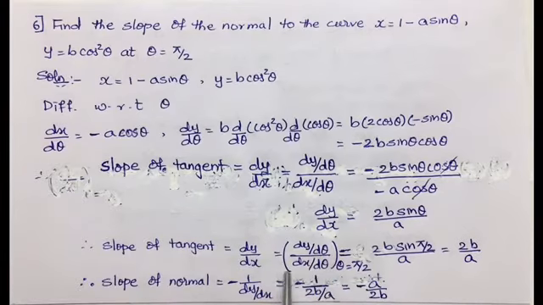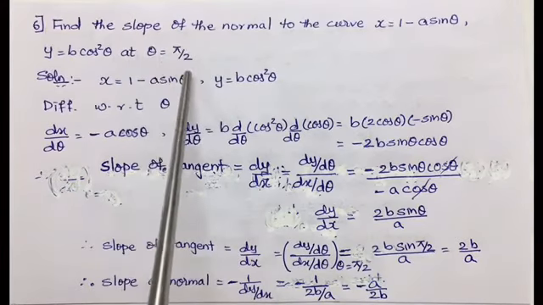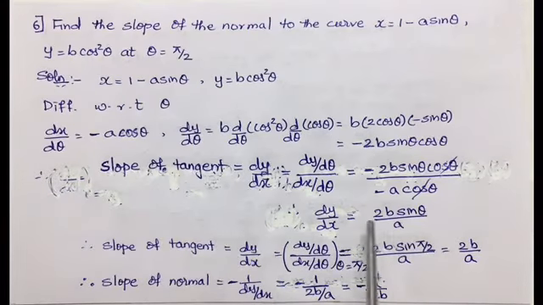Now we need to calculate slope of the tangent at the point theta equal to pi by 2. So in dy by dx, wherever theta is there, keeping theta as pi by 2, we get 2b sin pi by 2 upon a. Now sin pi by 2 value is 1, so it becomes 2b by a. So the slope of tangent is 2b upon a.